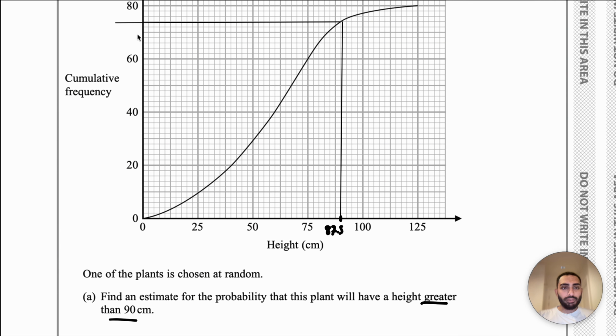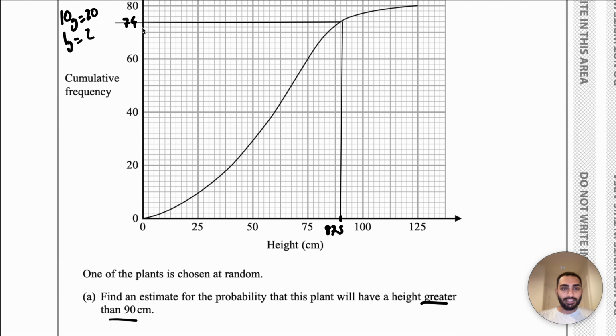So now I need to figure out this y-axis. What's my scale? I've got 10 gaps between 60 and 80. 10 gaps which is worth 20. So each gap is going to be worth 2. I'm going to count up from the middle. That would be 70. So that would be 72. And that would be 74. And this is saying there's 74 plants with a height less than 80.